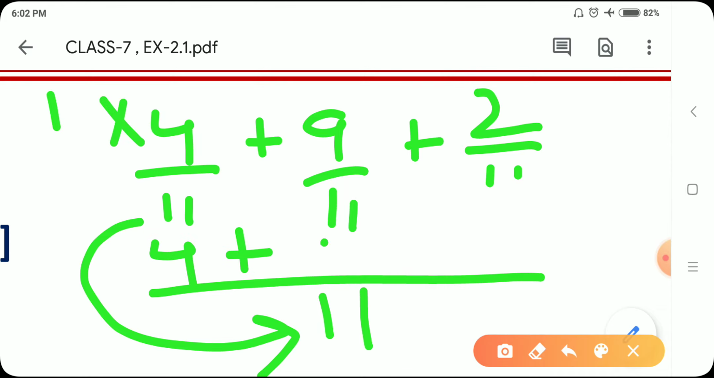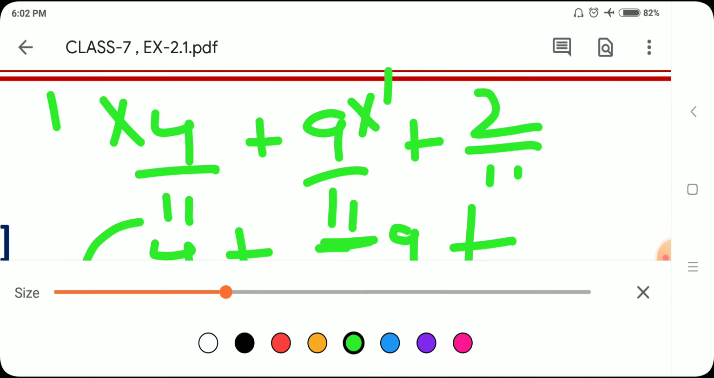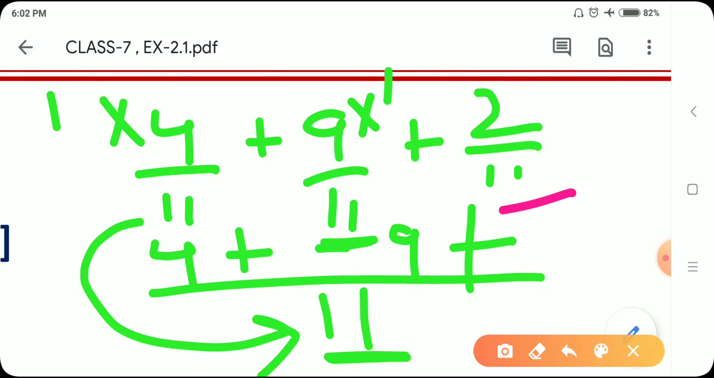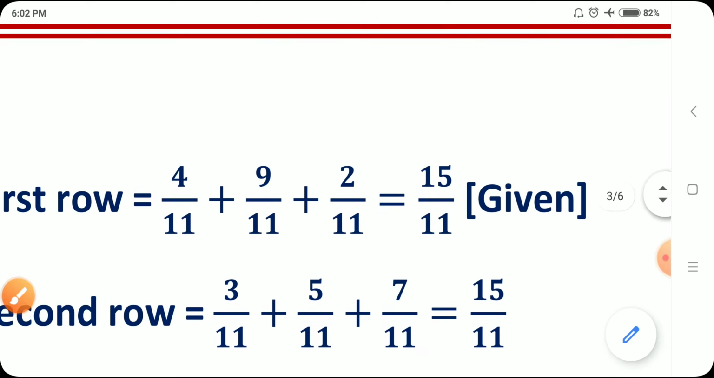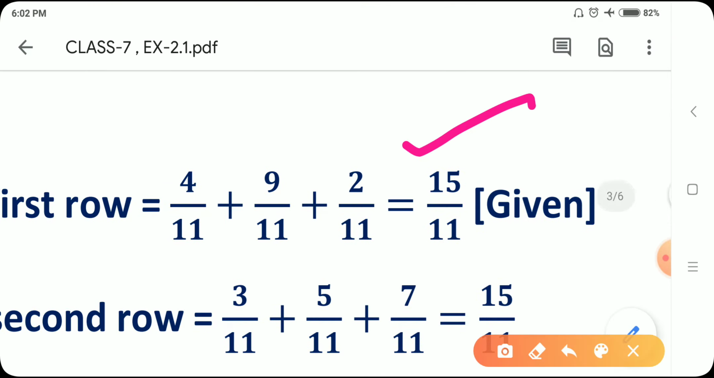Plus, now dividing this 11 by this 11, you will get 1. 1 multiplied with 9, you will get 9 here. Plus, this 11 is divided by this 11 and your answer is 1. Multiplied by 2, you will get 2. So 4 plus 9 plus 2. 9 and 4 is 13, plus 2 is 15. So your answer is 15 by 11.